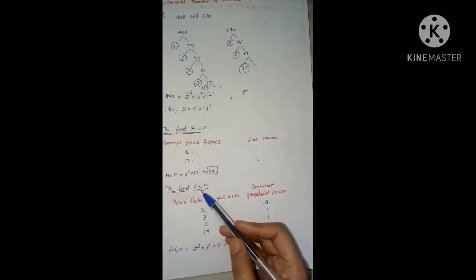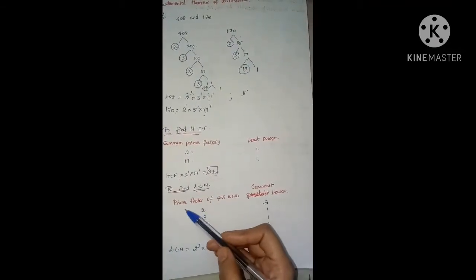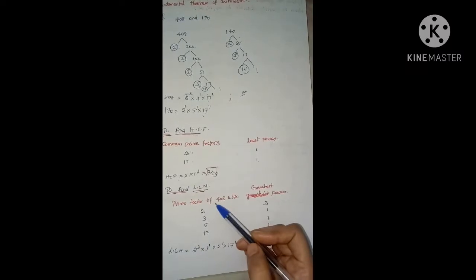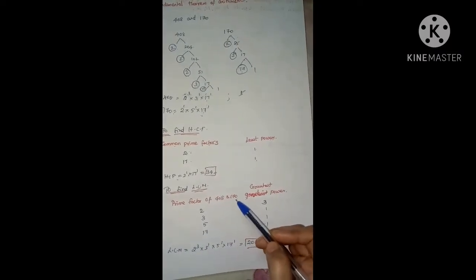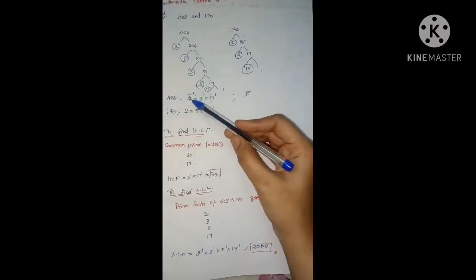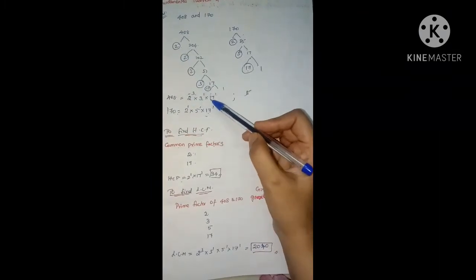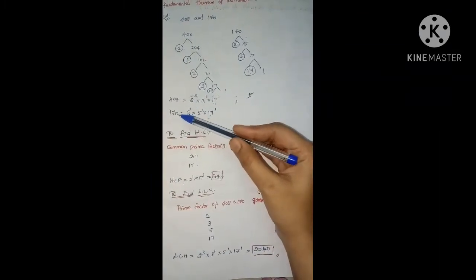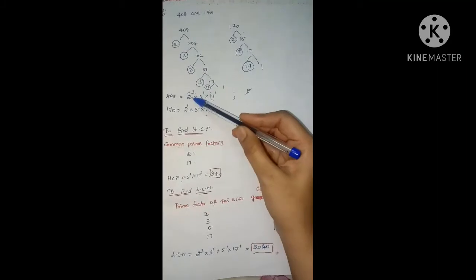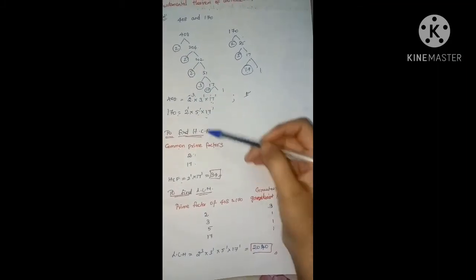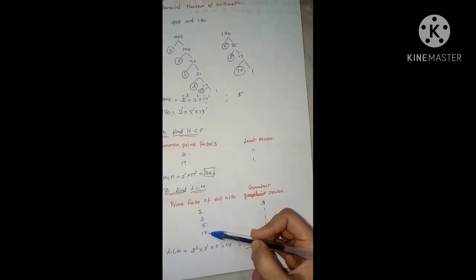Next let us find the LCM. To find the LCM we have to write prime factors of 408 and 170. What are the prime factors of 408? 2 into 3 into 17. What are the prime factors of 170? Already we have 2 here. We can write 5 alone. So 2, 3, 5, 17.